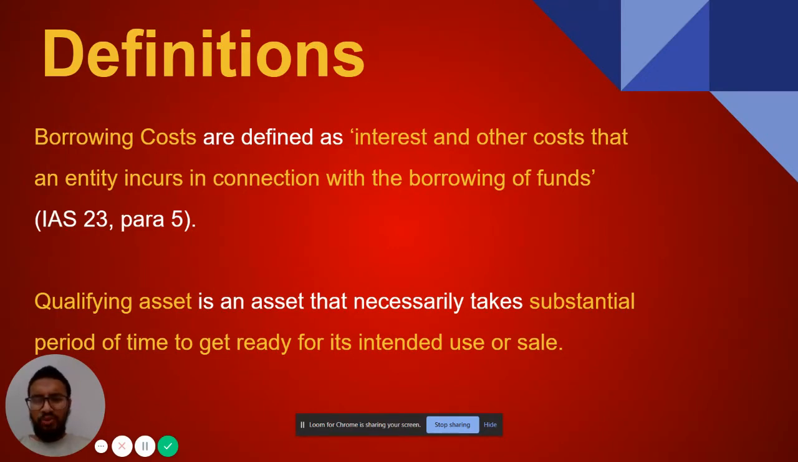In this definition, we need to define qualifying assets. So what are qualifying assets? A qualifying asset is an asset that necessarily takes a substantial period of time to get ready for its intended use or sale. So it takes a lot of time to be ready for intended use or sale. Like building, land, vehicles.